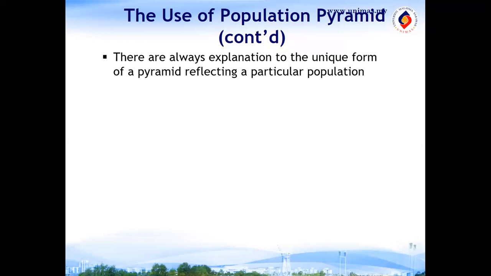There are also explanation to the unique form of the pyramid reflecting a particular population. We have seen, for example, the issue of migration, the issue of events, contohnya the World War I, World War II, and how it impact the sudden growth in the population, like the booming period, baby boom and all that. That event also explain why certain age group seems to be bigger than the other group in the pyramid.